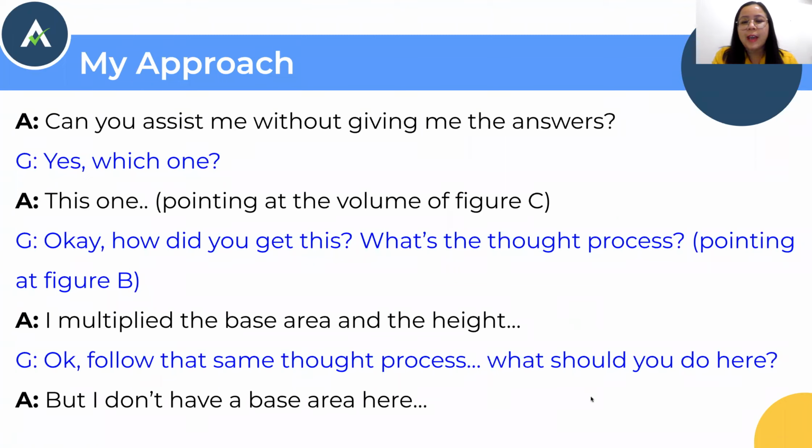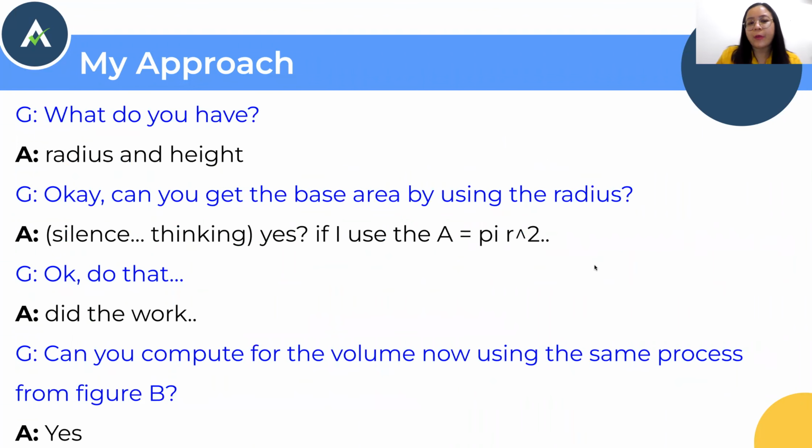But then G asked, but can you find the base area using what is given? And he said, yes, because I have radius and height. But it took a while before he realizes that he can do that. And if you notice, the more advanced student did not really give him any answer. He was just guiding him through questions. And that is having more than 50% in the class who are on grade level or advanced.